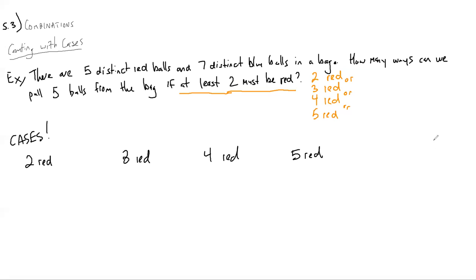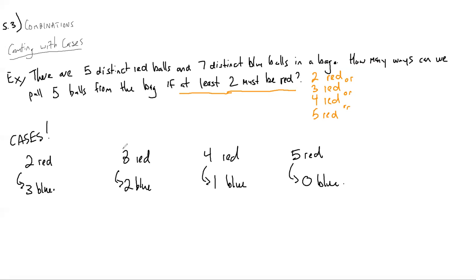So if there's 2 red, then because I'm pulling out 5 balls, that tells us there's 3 that are blue. For example, if 3 are red, then there's 2 blue. If 4 are red, then there's 1 blue. And if 5 are red, then there's 0 blue. And so basically what we need to do is figure out how many of each ball we're going to get for these cases.